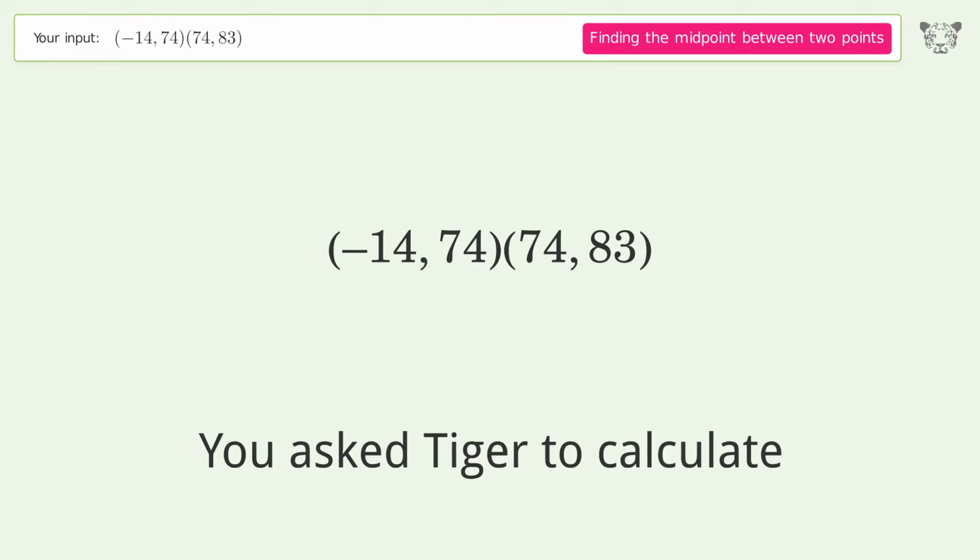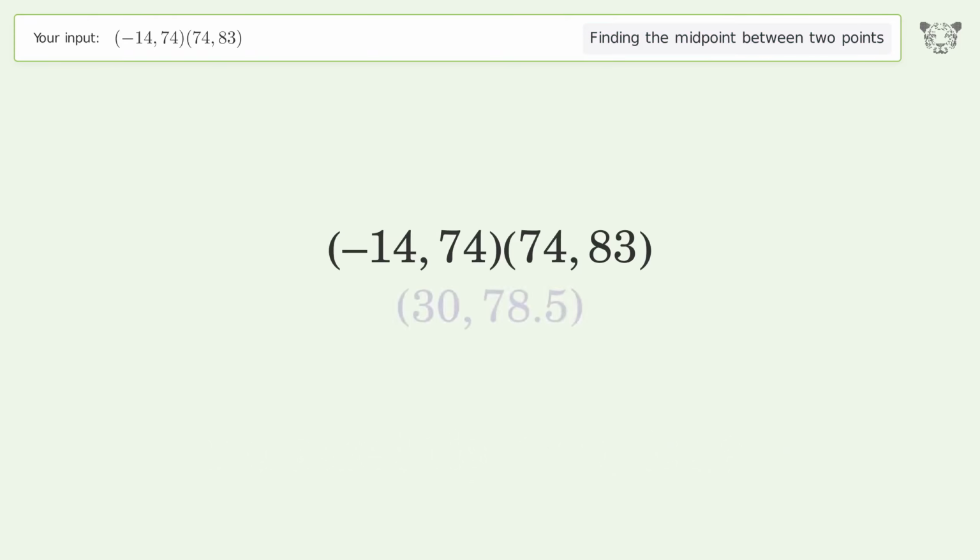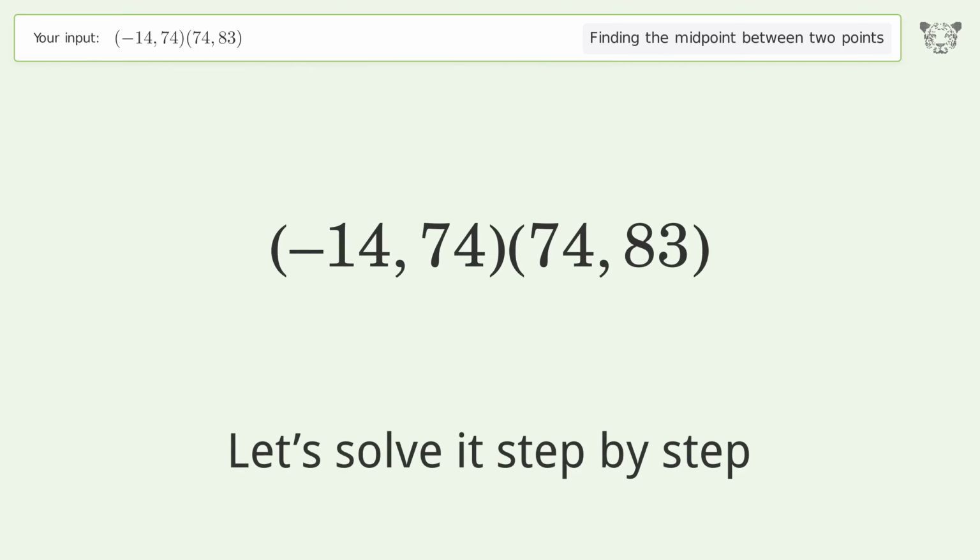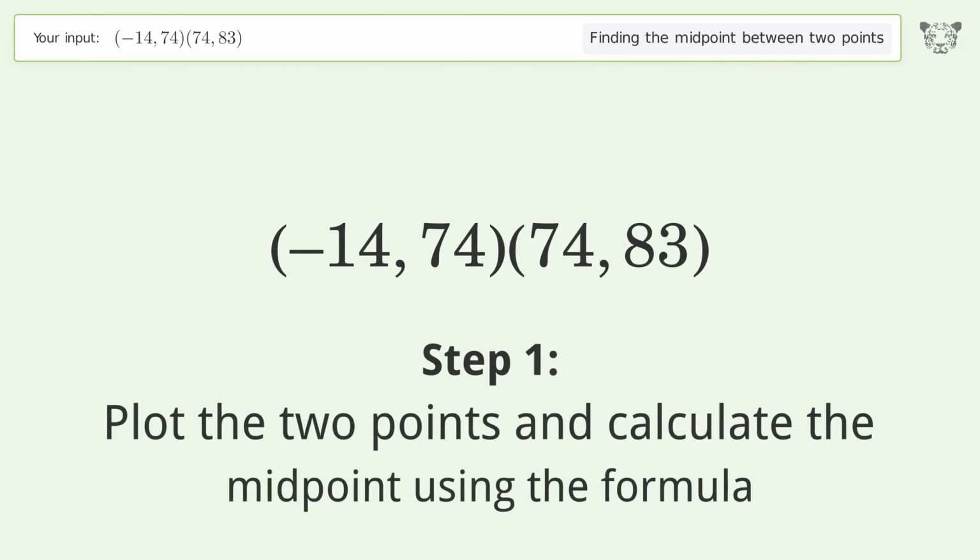You ask Tiger to calculate. This deals with finding the midpoint between 2 points. The midpoint between the 2 points is 30, 78.5. Let's solve it step by step. Plot the 2 points and calculate the midpoint using the formula.